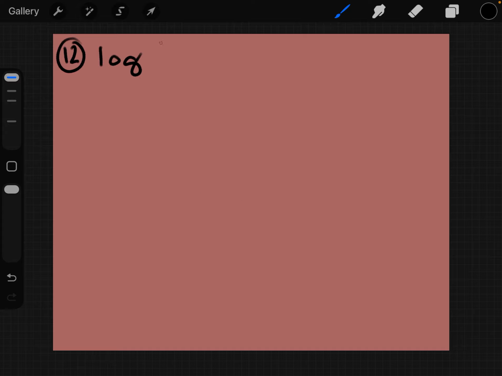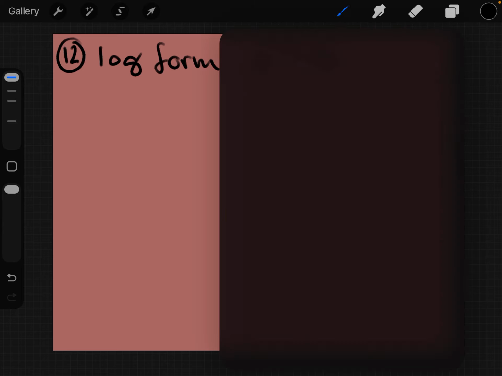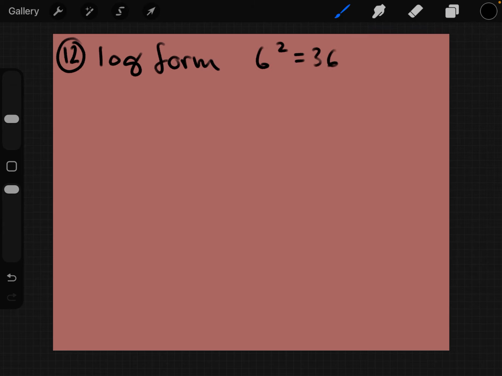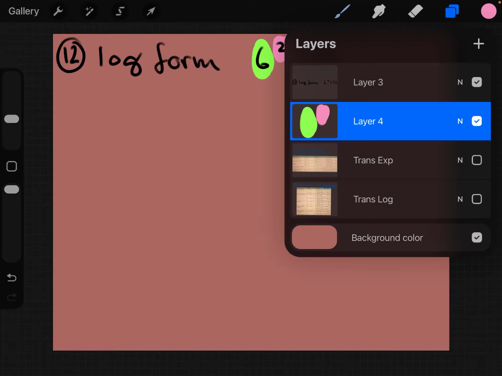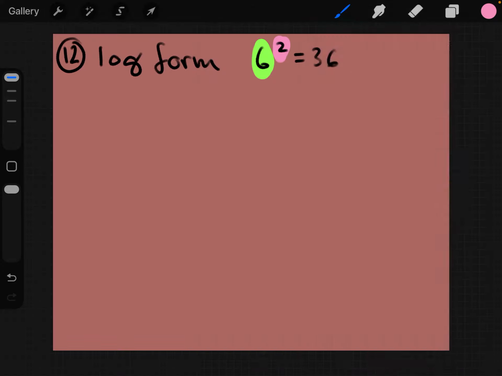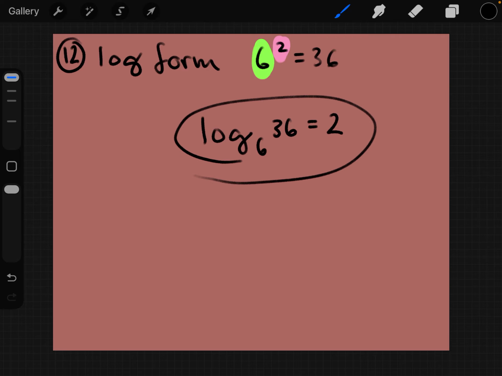Now we're writing in logarithmic form. This is our base. This is our exponent. All that's left is 36, and it's always equal to the exponent. So this is our answer.